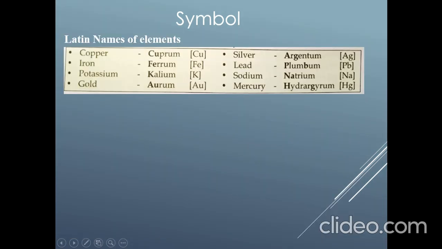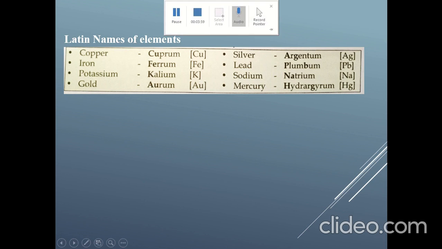And a few of the names of the elements were given in Latin because Latin was the language studied by learned people at that time. So let us see the Latin names of a few elements. Copper, it's cuprum, the symbol is Cu. Iron, ferrum, Fe. Potassium, kalium, K. Gold, aurum, Au. Silver, argentum, Ag. Lead, plumbum, Pb. Sodium, natrium, Na. Mercury, hydrargyrum, Hg. So these are the Latin names of a few elements.